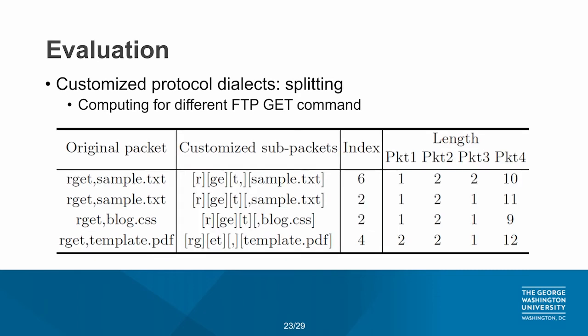We also repeat the same process for the splitting function. Still we're computing for different FTP get commands. And we can see we use a different dialect index with different combinations of the parameters, and we customize the original packet into different customized subpackets.